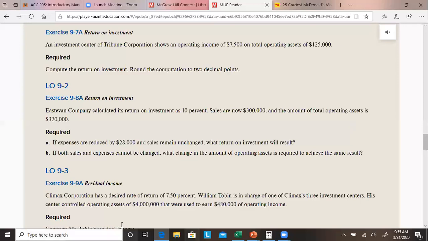Now let's take a look at A. So if expenses are reduced by 28,000 and sales remain unchanged, what will the ROI be? So you need to figure out what expenses are. And it tells you right here that if sales are 300,000 and income is 32,000, the difference between that has to be your expenses. So your expenses are going to be 300,000 minus 32,000. That's before you take into consideration part A. So figure out what this is and then subtract your additional 28,000. And then calculate your ROI again.